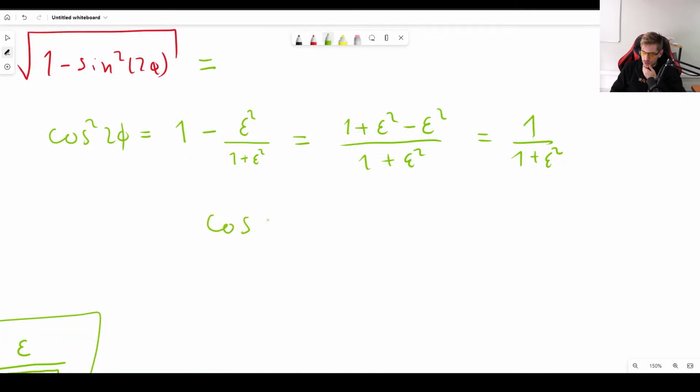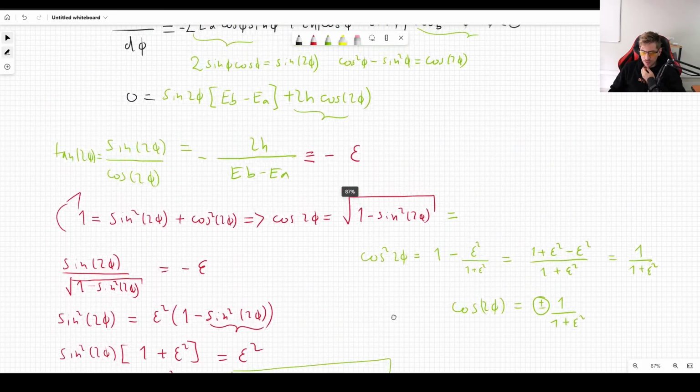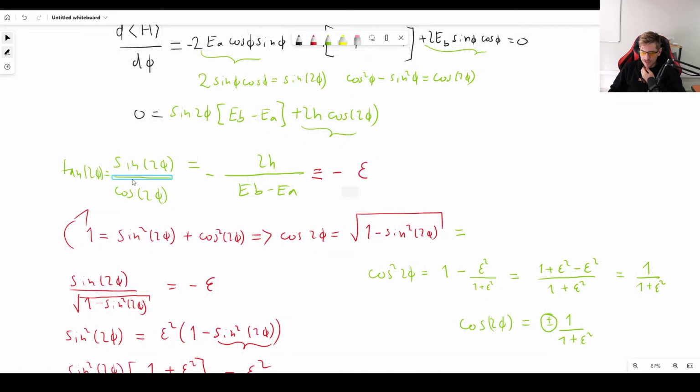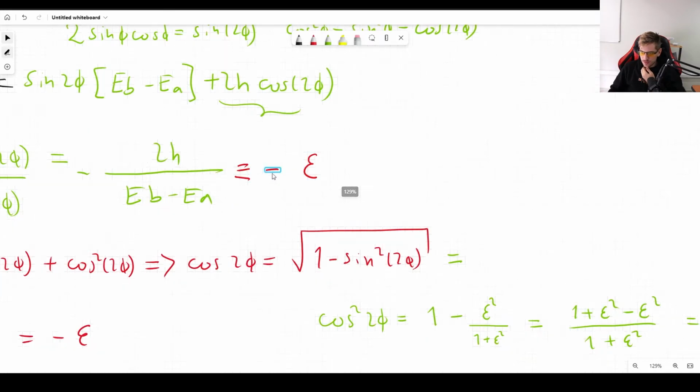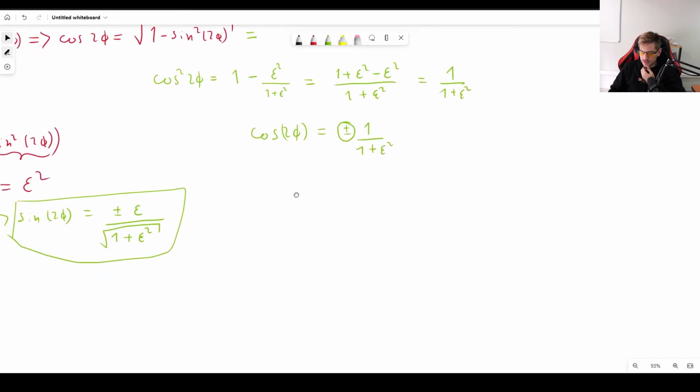So we get cosine of 2 phi. This is plus or minus 1 over the square root of 1 plus epsilon squared. Now the question is, is it plus or minus? Usually it doesn't matter. But this time there is a constraint that we must remember. This isn't completely free. This comes from this here. So we need sine divided by cosine to be minus epsilon.